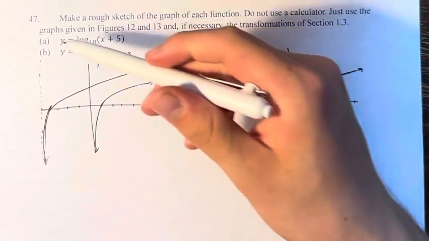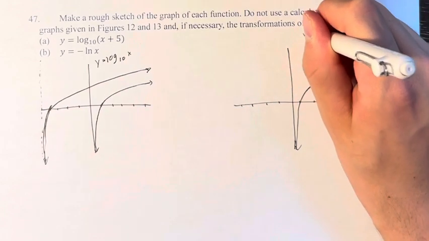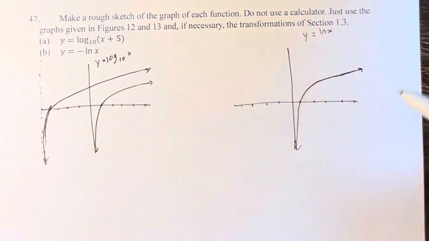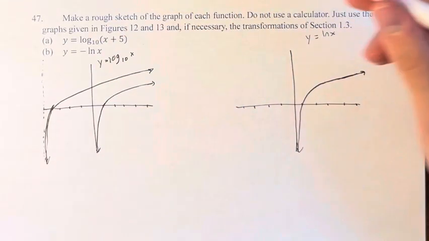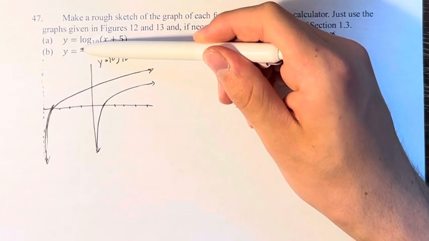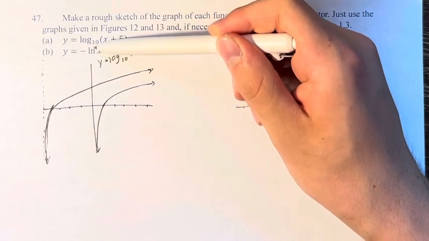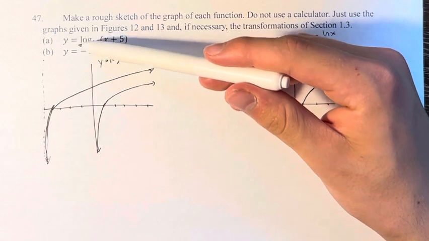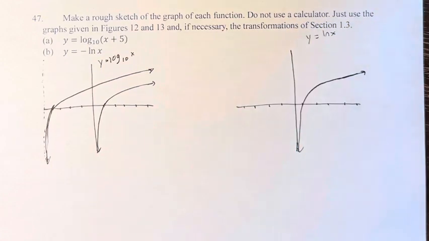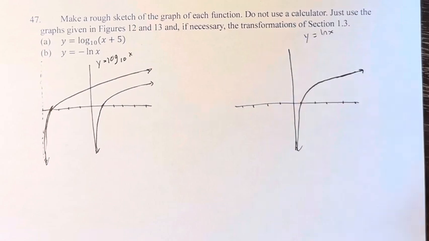In part B, we have y equals negative ln of x, which we're going to base off of y equals ln of x. This negative sign means we're doing a reflection. It being done outside of the function and not inside, it's not ln of negative x, means that it is across the x-axis. So we have to reflect this over the x-axis.